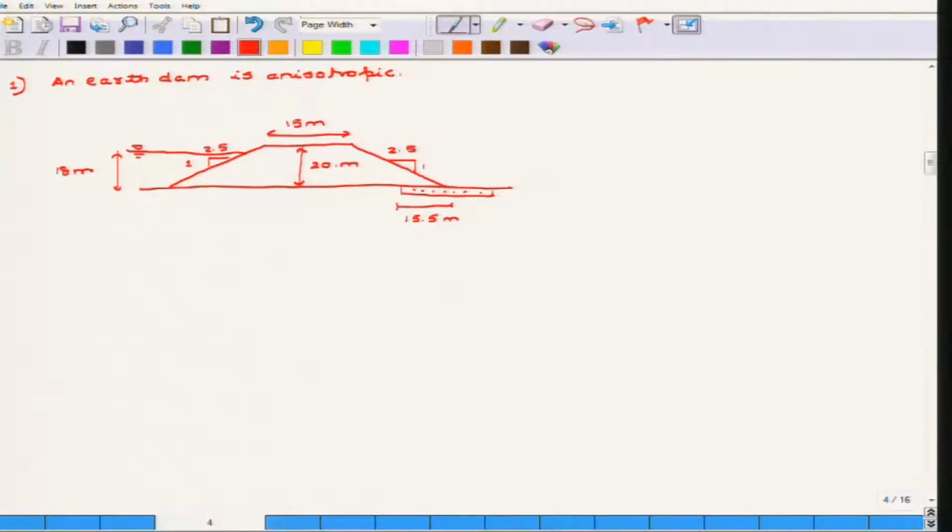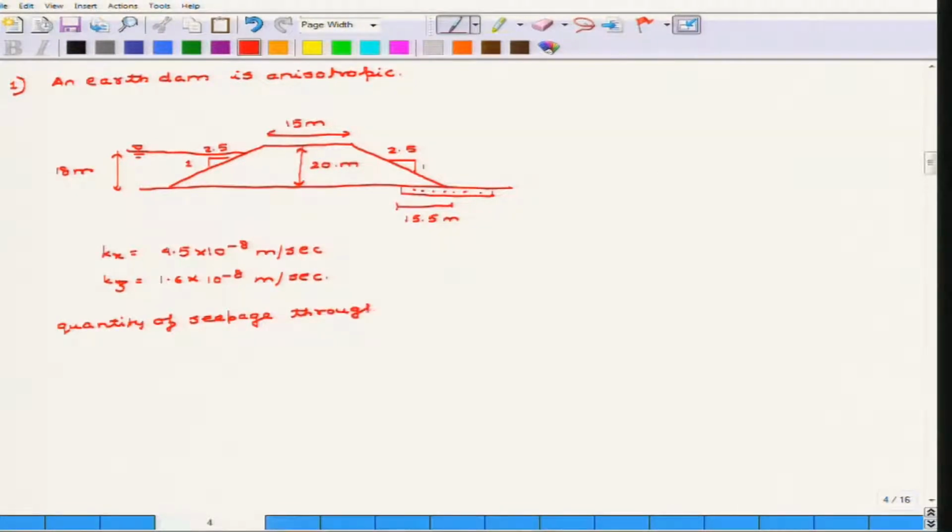Now you are told that the hydraulic conductivity of this earth dam in horizontal and vertical directions are respectively 4.5 into 10 to the power minus 8 meter per second and 1.6 into 10 to the power minus 8 meter per second. Now you are asked to find out the quantity of seepage through the dam.